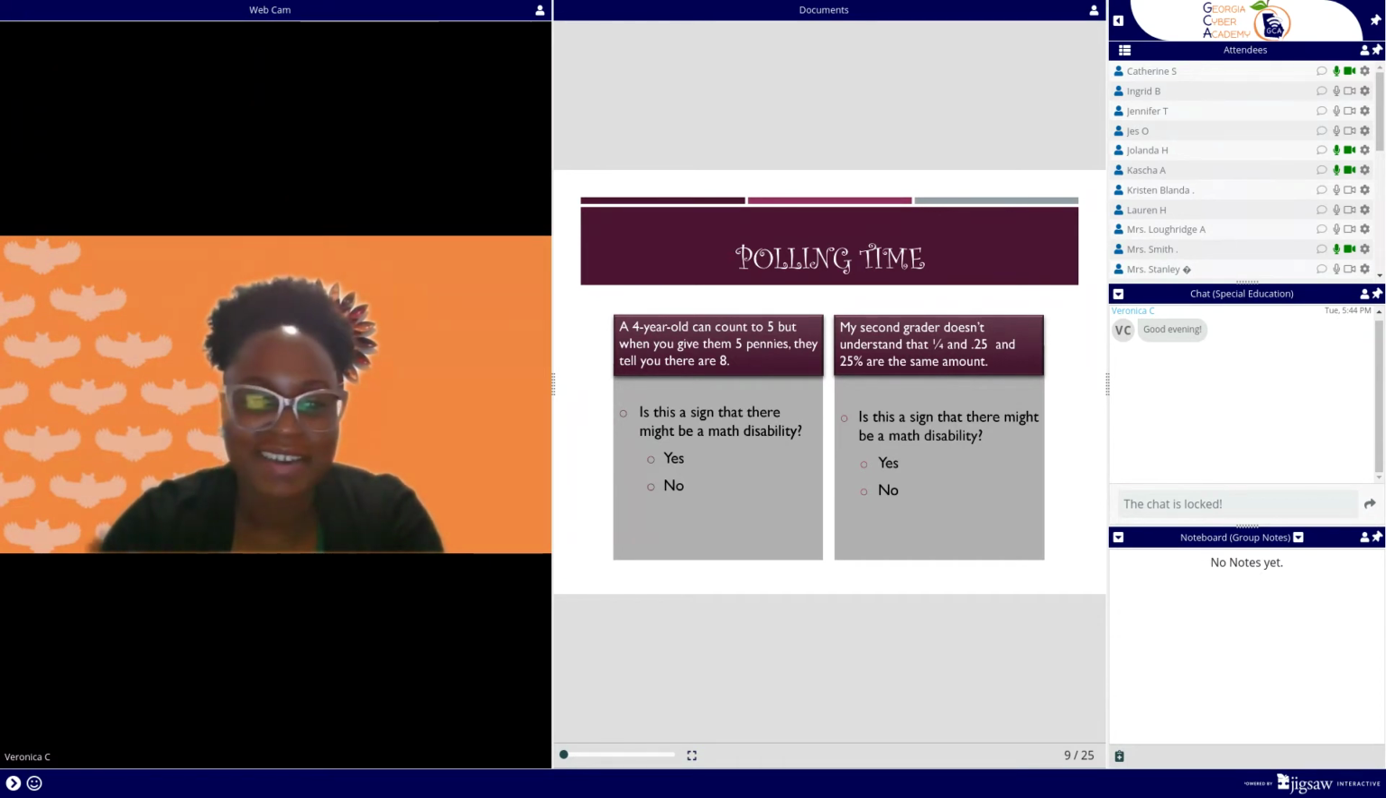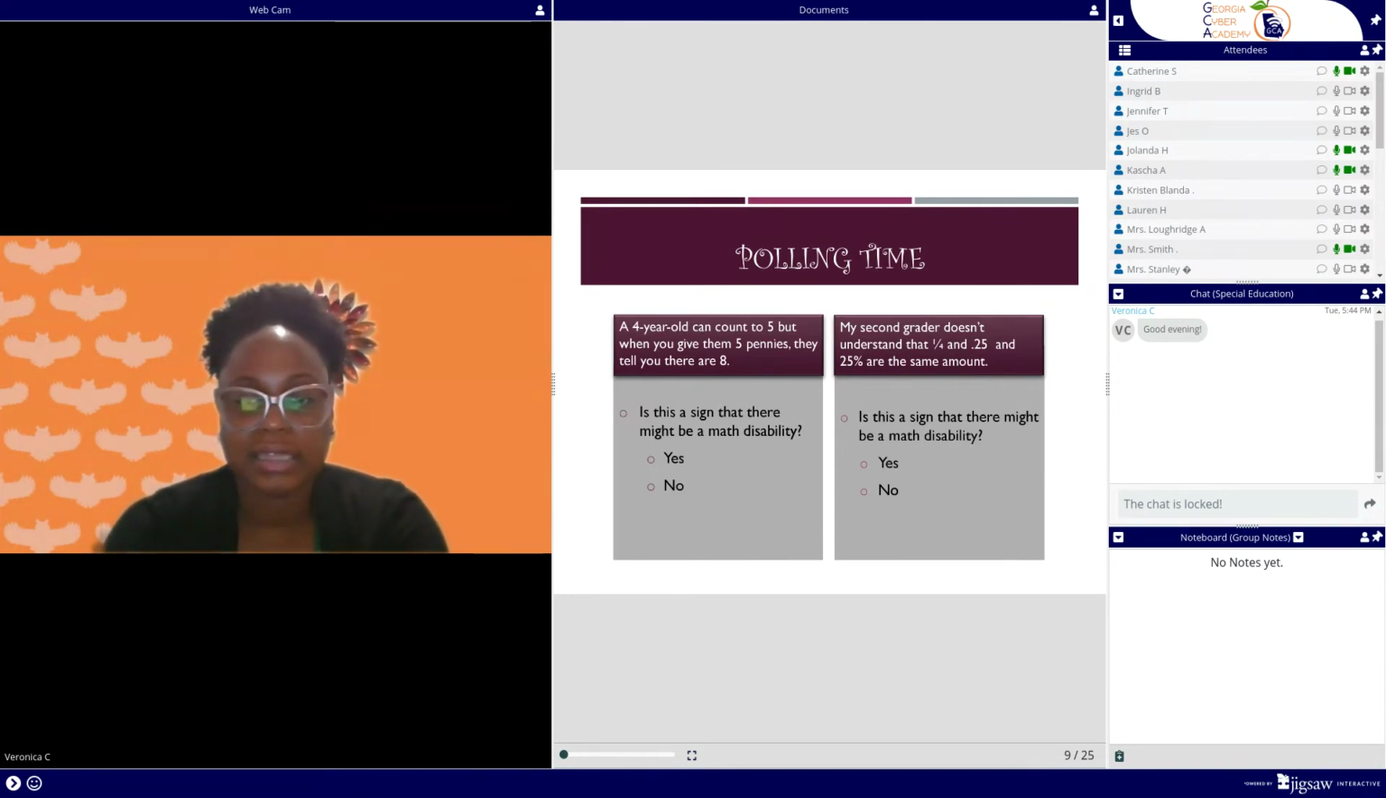Okay. Well, I'll go ahead and answer, that's a waste of time. But a 4-year-old, we wouldn't expect them to. Their skills have not developed yet in this area, their spatial development doesn't allow them to do this yet. However, a second grader doesn't understand that 1/4 is 25% and is 0.25, that 25% and 0.25 are the same amount.